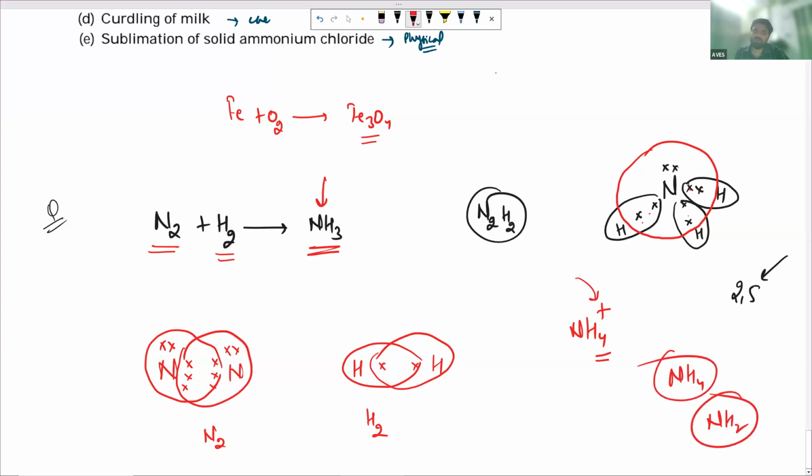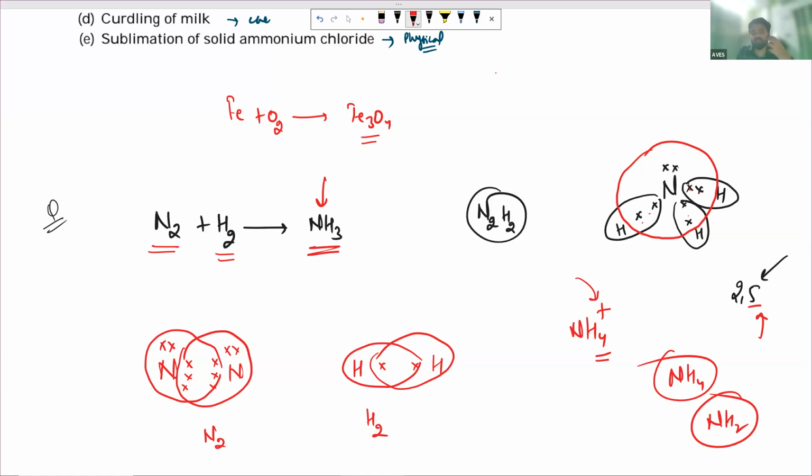So it can combine with exactly 3. Because nitrogen has 2,5, it requires 3 electrons. One hydrogen atom can donate a maximum of 1 electron. So it requires 3 such hydrogen atoms. So it makes NH3.